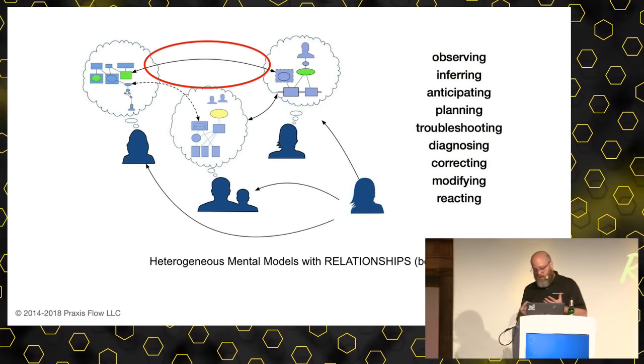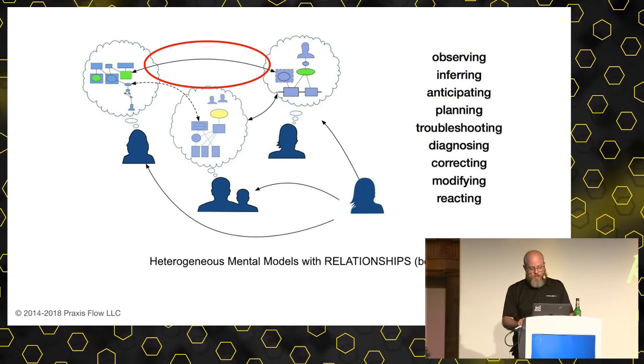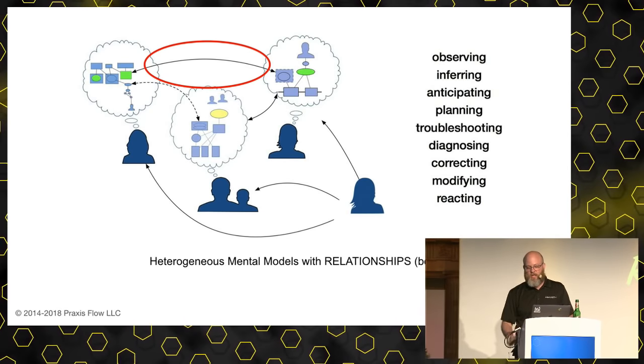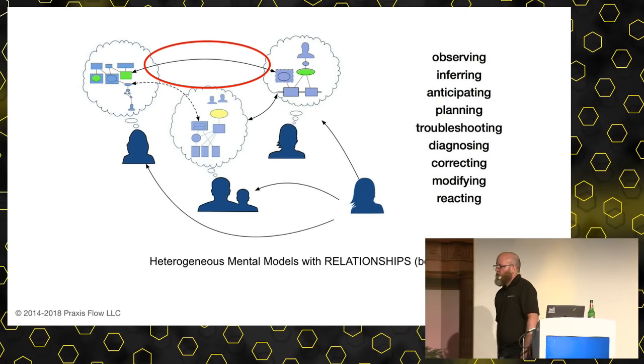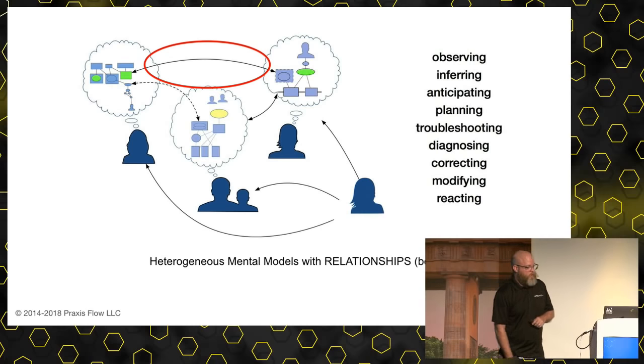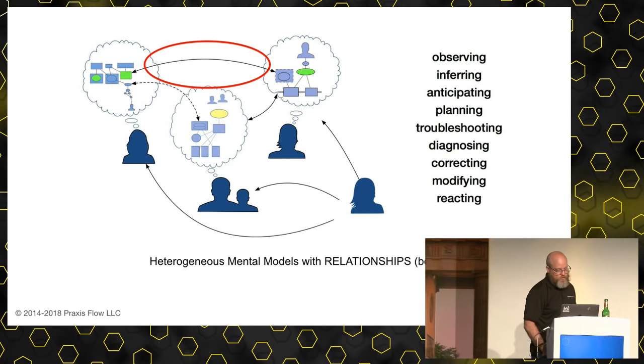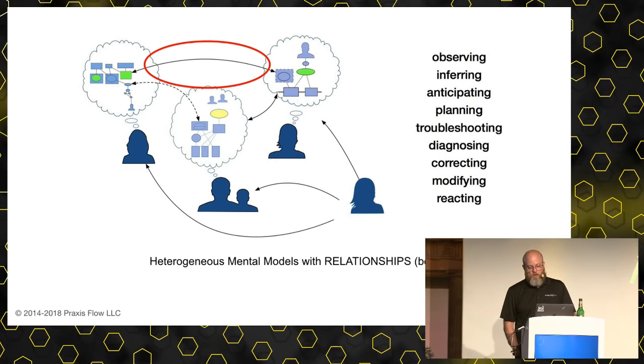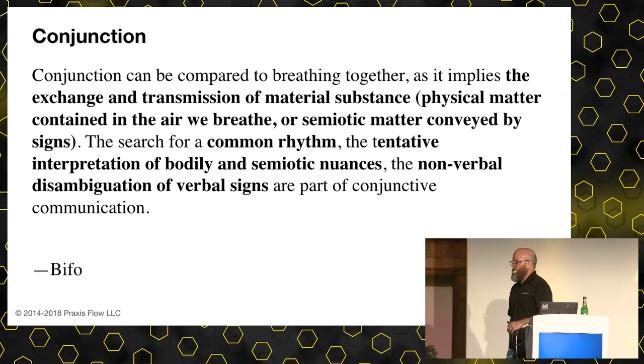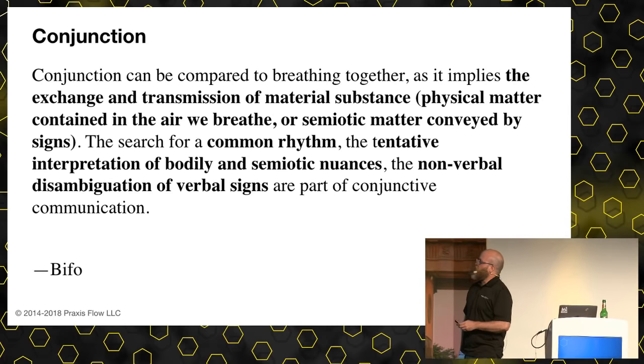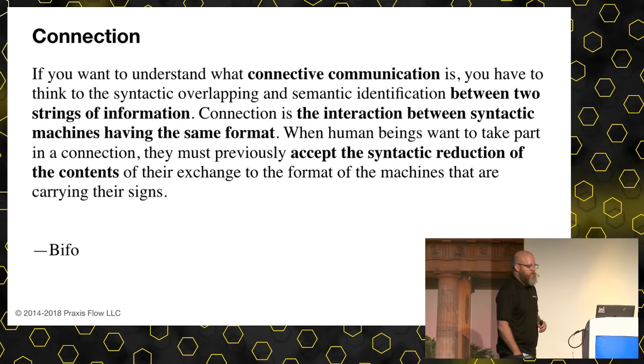So I think that DevOps, in a way, is a question about what kind of relationships are happening between these people with these different mental models. And I like to use a guy named Biffo, who's a philosopher, just to talk about this. And he has two different ways of talking about this. The first one, I actually did this one first. The first one he does is he calls it connection.